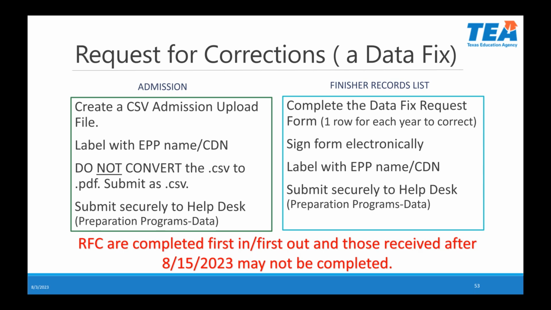Note, data fix requests for TEA to edit or delete records in ECOS are completed on a first come, first served basis and take time for TEA staff to complete. So please understand that any requests we receive after August 15th may or may not be processed before 5 p.m. on September 15th. We strongly encourage EPPs to plan ahead and review data and submit any needed corrections for 22-23 before August 15th.